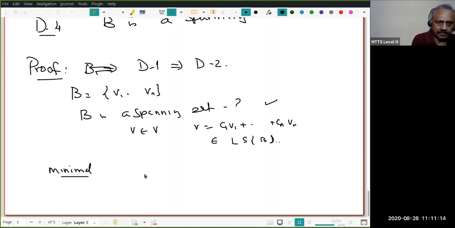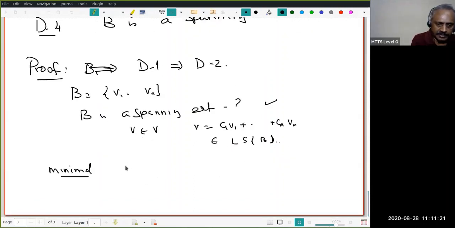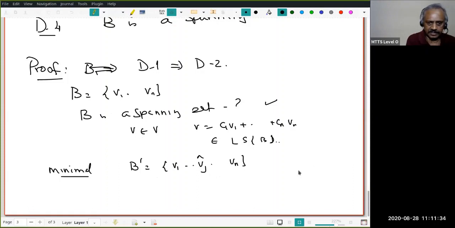What does that mean? No proper subset can do the job. Suppose I take B dash equal to V1, Vj deleted, and Vn. That means Vj is not there. This hat sign means it's a deleted element. So it has only V1 to Vj minus 1, Vj plus 1 to Vn. Suppose the linear span of B dash equals V.